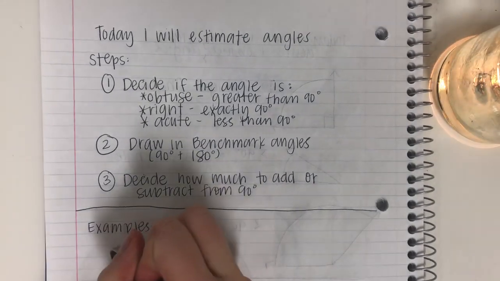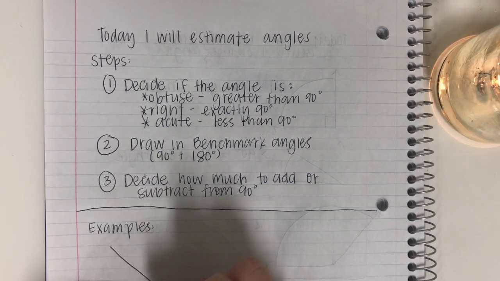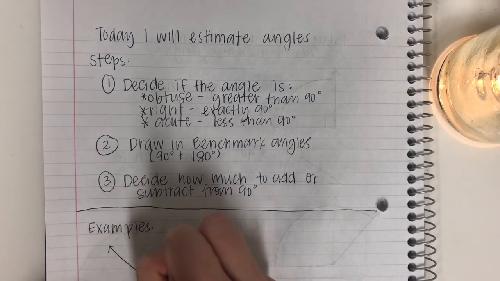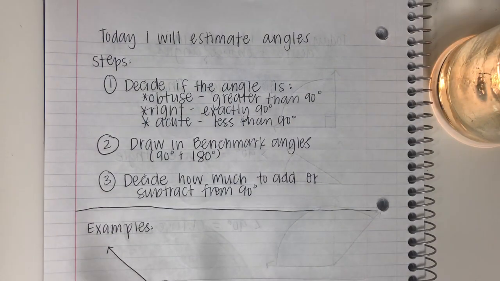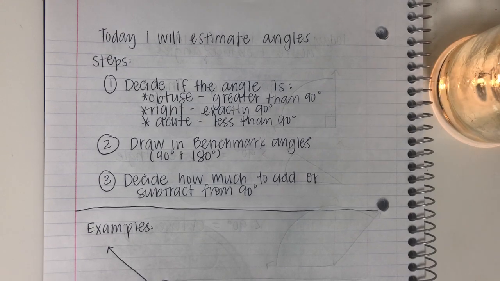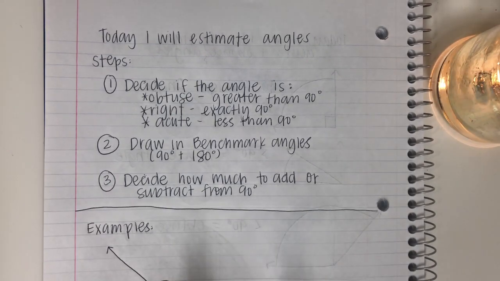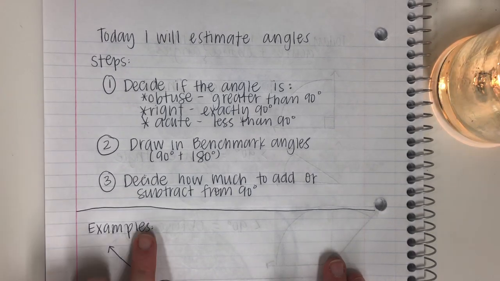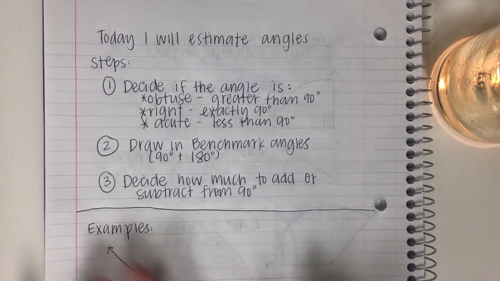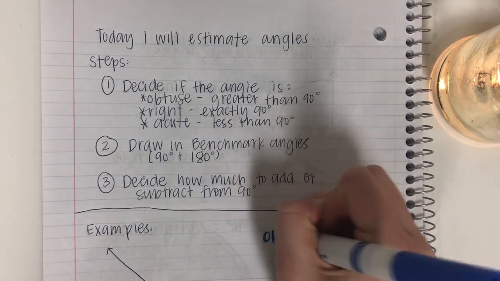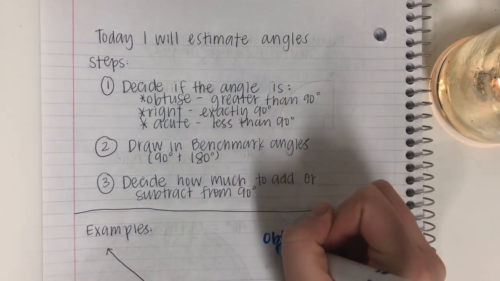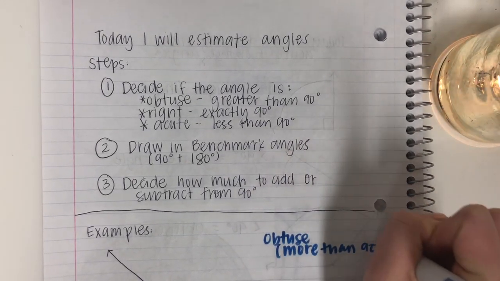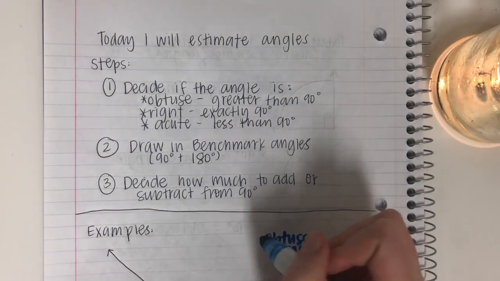Okay, so let's say that we have an angle that looks like this. And they want us to estimate what this angle is. So the first thing I'm going to do is determine, is this an obtuse, right, or acute? Well, a right is like this, so it's greater than a right, so it's an obtuse. So my answer must be more than 90 degrees, right? This angle is more than 90 degrees. Okay, that's step 1.